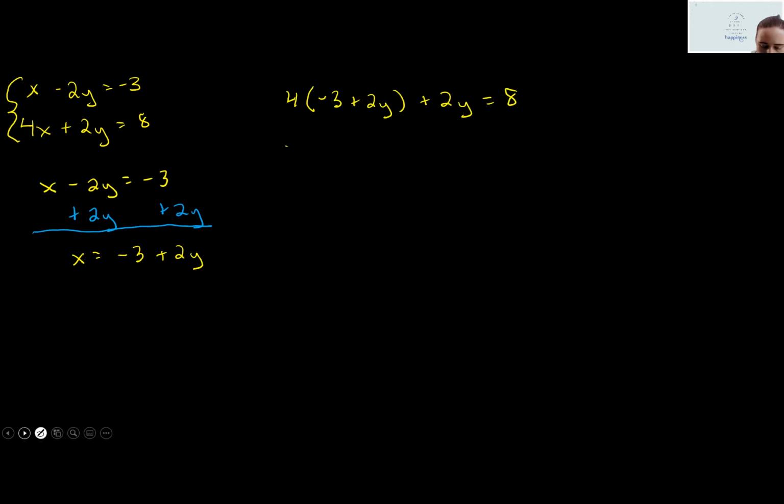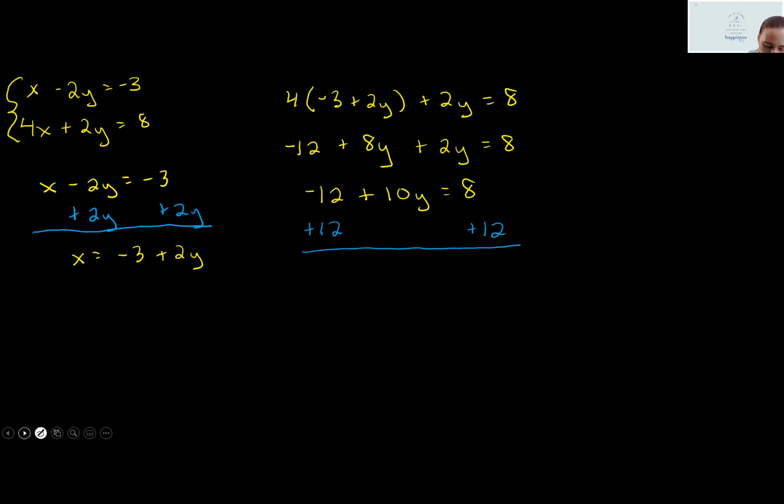So I'm going to distribute. We get -12 plus 8y plus 2y equals 8. 8 plus 2 is 10, so -12 plus 10y equals 8. Going to add 12 to both sides. So we get 10y equals 20.